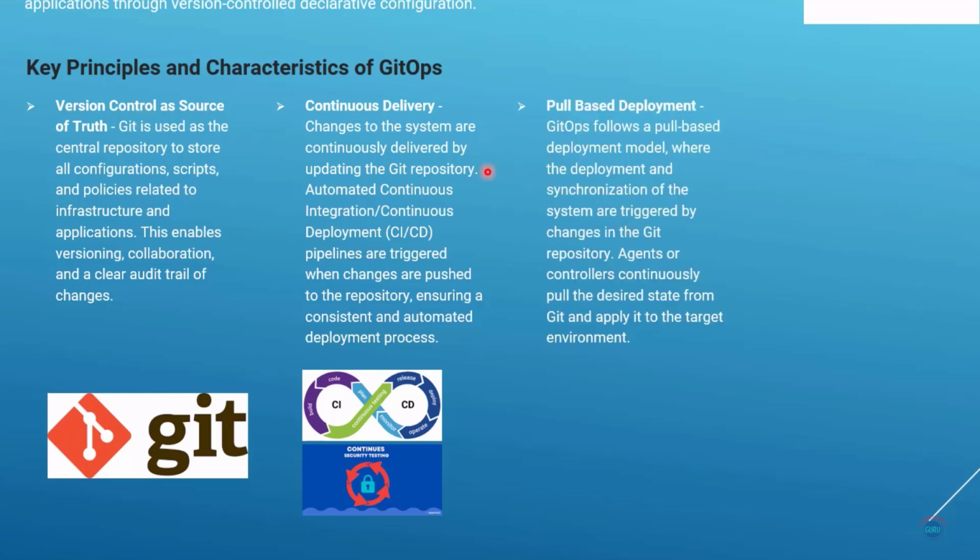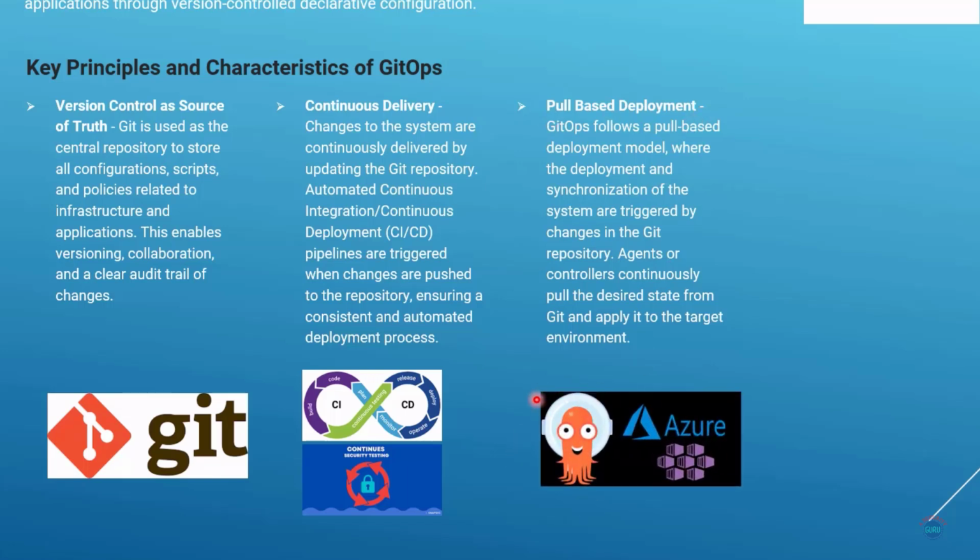Let's go through the next characteristic of GitOps, which is pull based deployment. In pull based deployment, GitOps leverages tools like Argo CD and Flux to continuously pull the desired state from Git and apply it to the target environment, which in our course will be Azure Kubernetes Service. So Azure Kubernetes Service will be the target system.